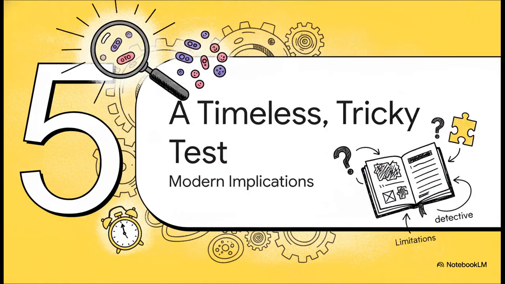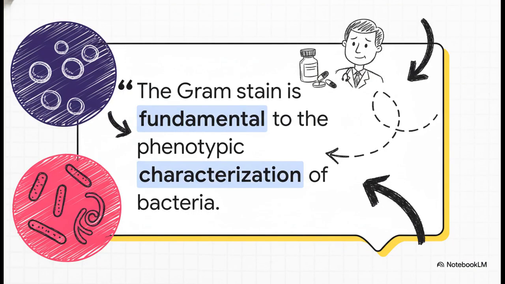Okay, so this technique is ancient by medical standards, right? Over 100 years old. So why are we still talking about it? Why does it matter so much today? And, like any good detective story, what are the tricky parts? What are its limitations? It matters because it is, and I'm quoting the American Society for Microbiology here, fundamental. It's still one of the fastest, cheapest, and most important first steps you can take to identify a bacterial infection. Just knowing purple or pink can help a doctor make a really educated guess about which antibiotic to use, and that can save critical hours or even days while waiting for more detailed tests.